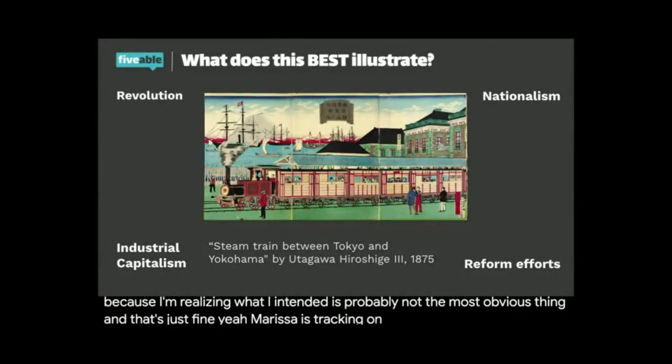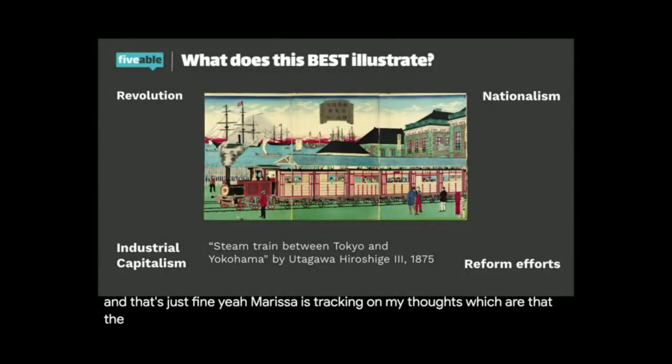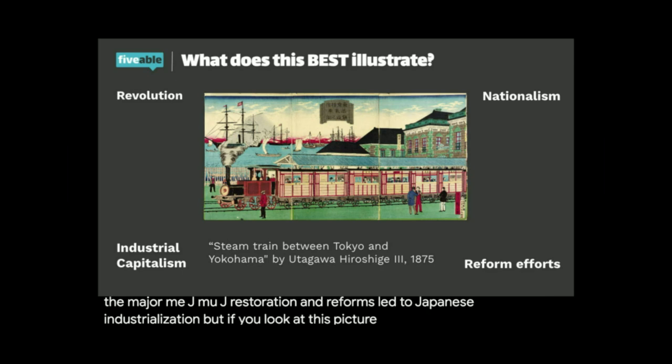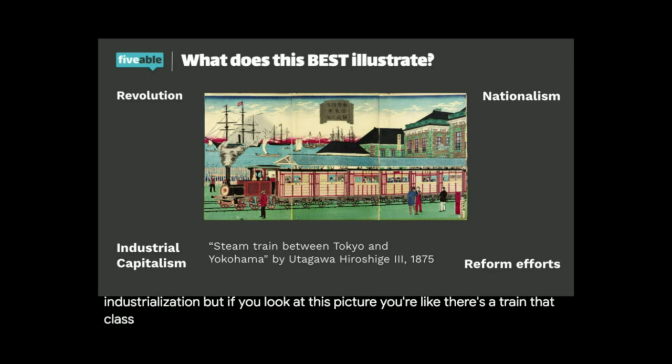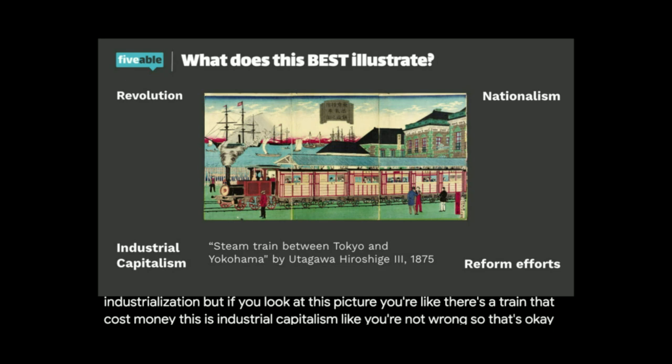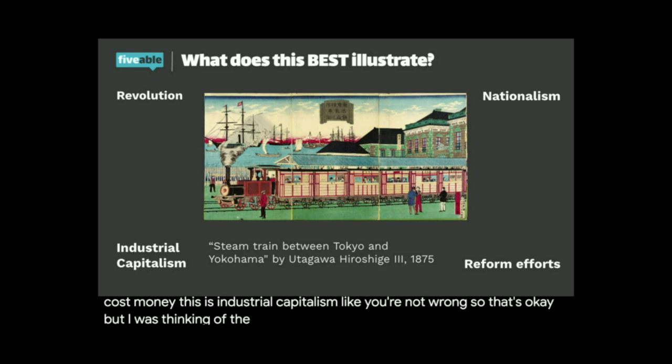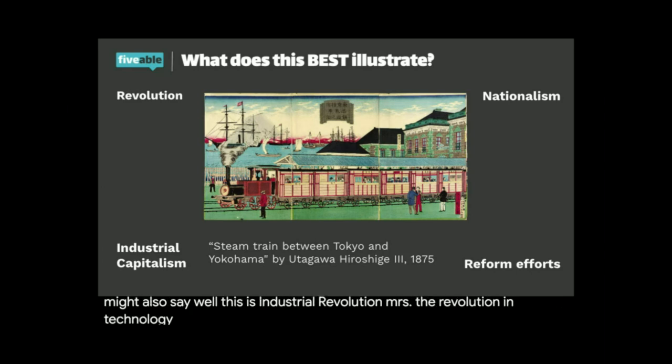Yeah, Marissa is tracking on my thoughts, which are that the Meiji Restoration and reforms led to Japanese industrialization. But if you look at this picture and you're like, there's a train that costs money. This is industrial capitalism. Like, you're not wrong. So that's okay. But I was thinking of the Meiji reforms. But I think you might also say, well, this is an industrial revolution, but it's a revolution in technology. And I do have a slide with that coming up with the Meiji on it.